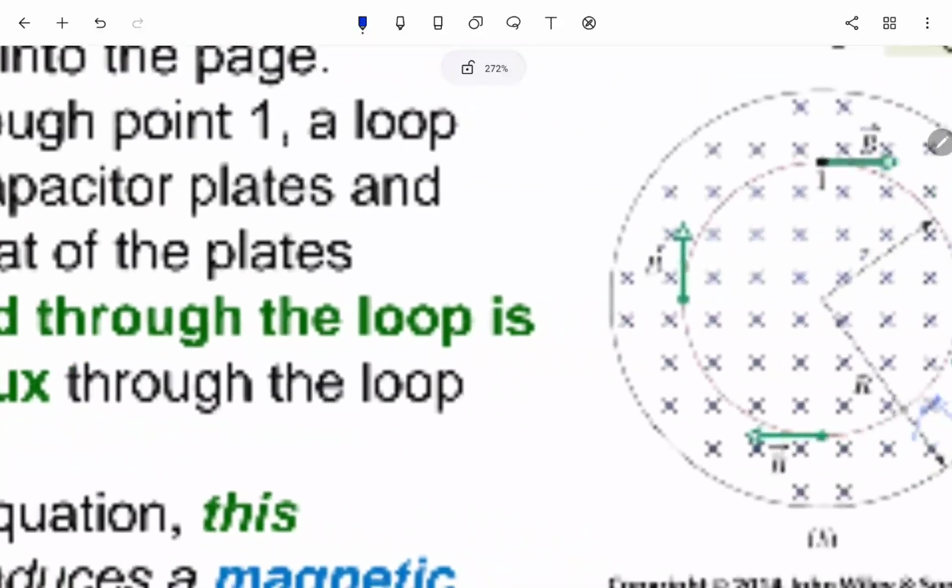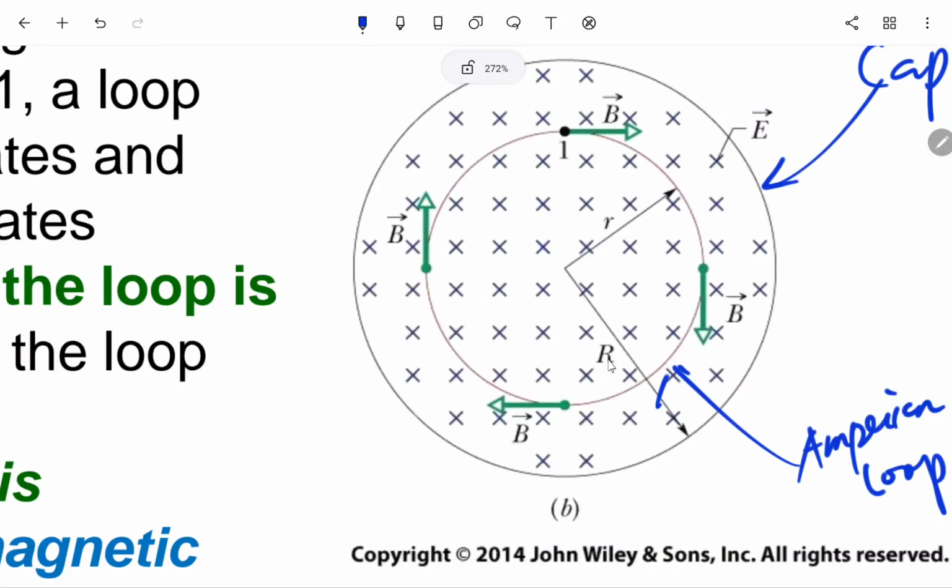This red one is the Amperean loop, and the big one is the capacitor. We also assume that the E field within the capacitor is uniform, and outside of the capacitor, the fringe E field is perfectly zero. That's the assumption, although that's not the practical case, but it makes the calculation easier.